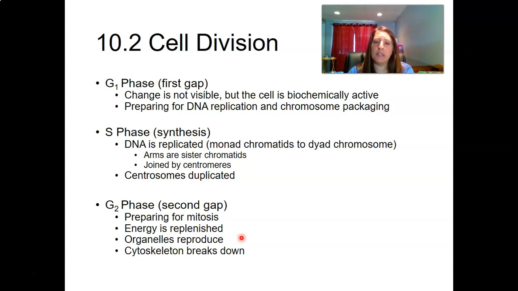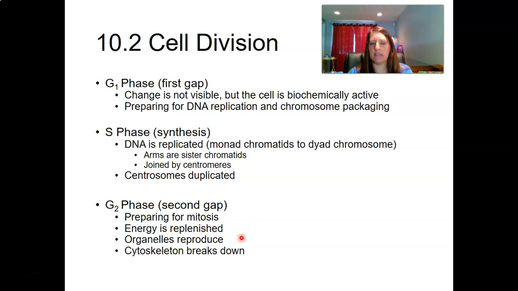But if we were to look really close biochemically, we would see that the cell has amped up its enzyme production. It's starting to produce more of the proteins that are involved in DNA replication, more of the proteins that are involved in chromosomal packing or packaging. So it's definitely biochemically active. Okay, that's G1. Now the cell will then enter into S phase.